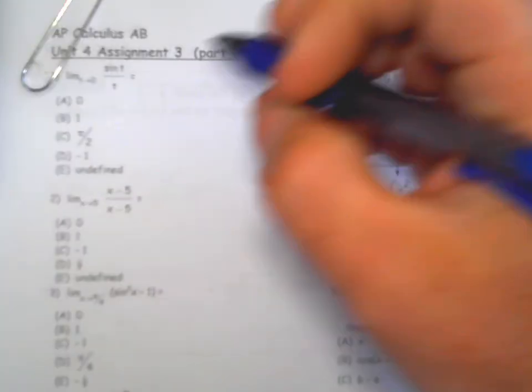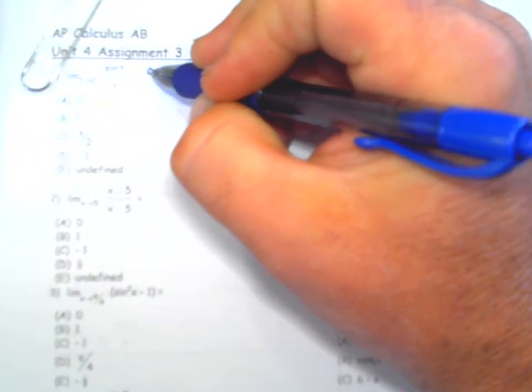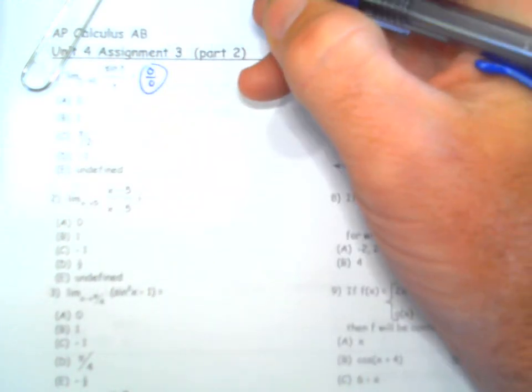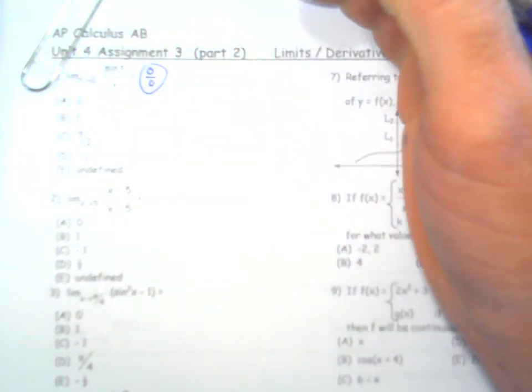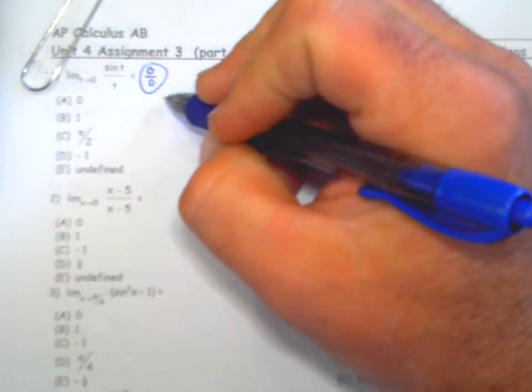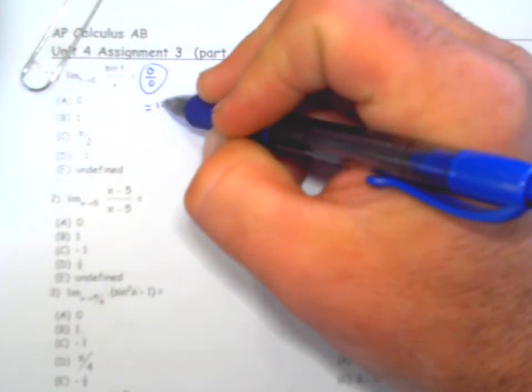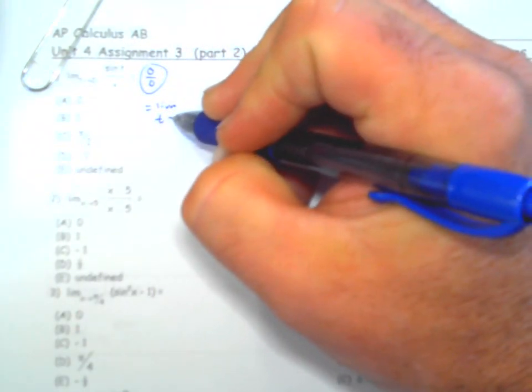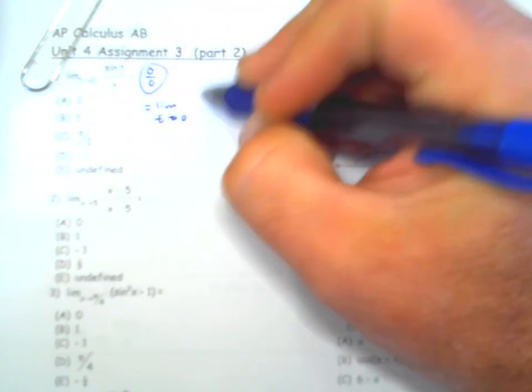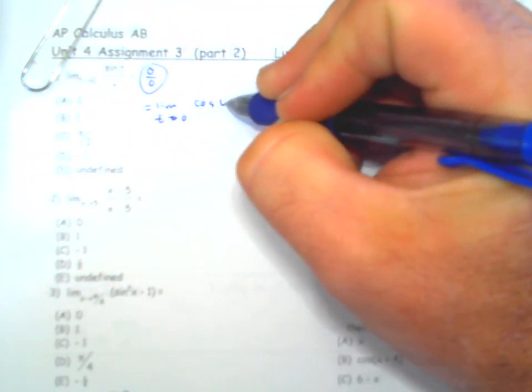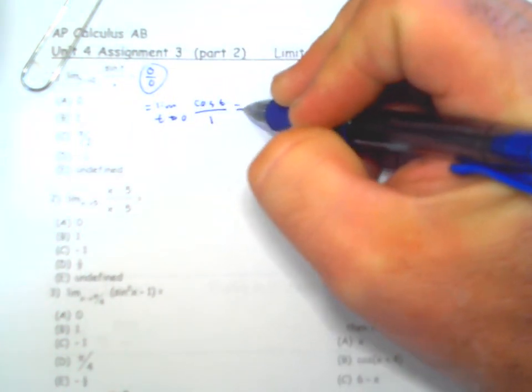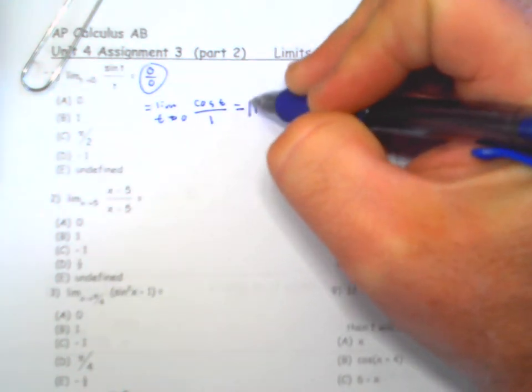If you just plug 0 in here, sine of 0 is 0 over 0. So this is one of those indeterminate forms. Now, you can't really factor the hole out of it. You could do L'Hopital's rule, and I think we're going to talk about this specific case. Derivative of sine is cosine. Derivative of t is 1. Cosine of 0 is 1. So the answer is 1.